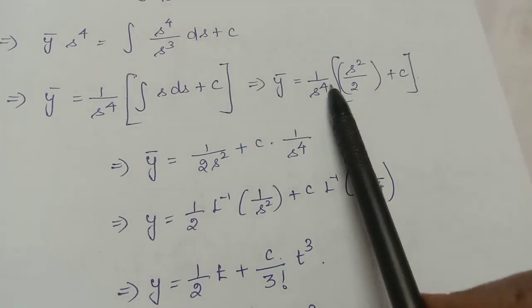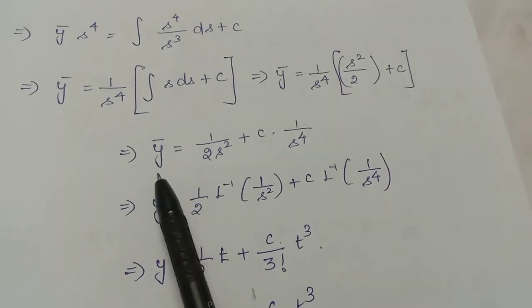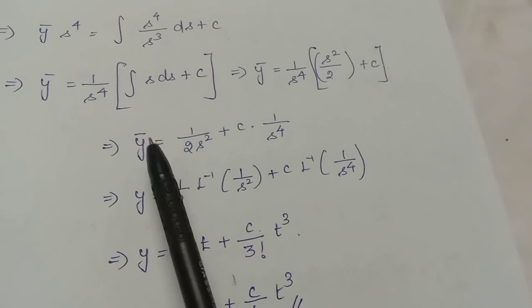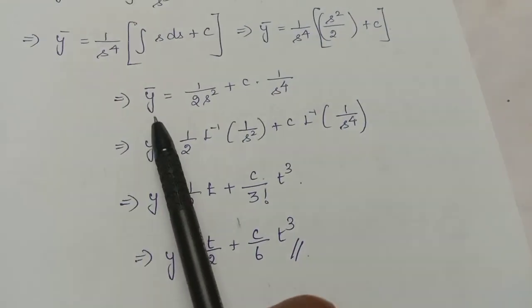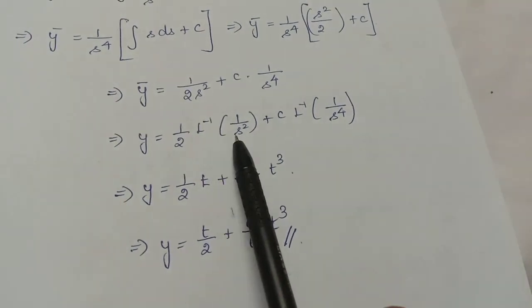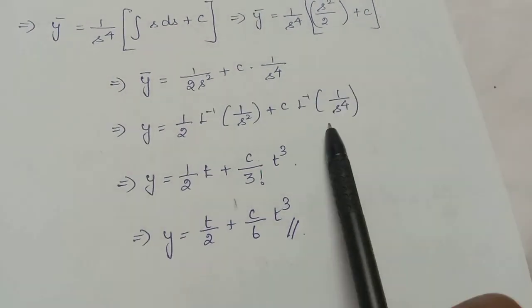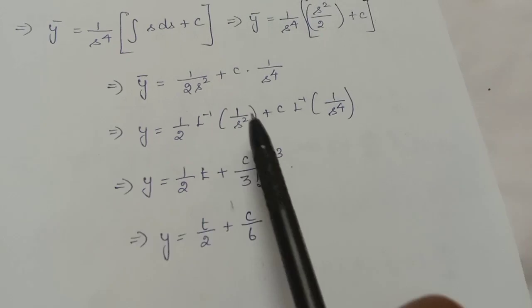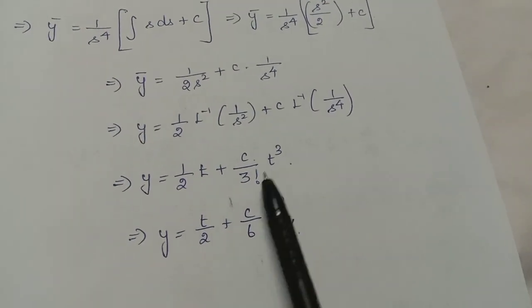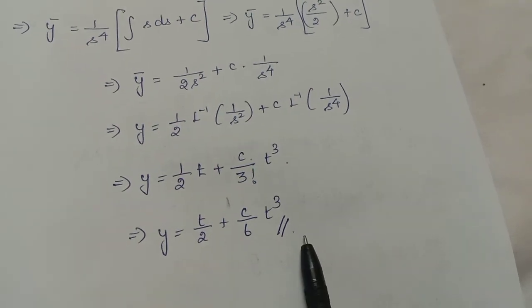Now bring this 1 by s power 4 inside. So what do you have? Y bar is equal to 1 by 2 s square plus c into 1 by s power 4. Now y is obtained by taking inverse Laplace on both sides. So y equal to inverse Laplace of 1 by s square plus c into inverse Laplace of 1 by s power 4. This is nothing but t, and here this is nothing but t cube by 3 factorial. Okay, 3 factorial is what? 6. So this is the solution.